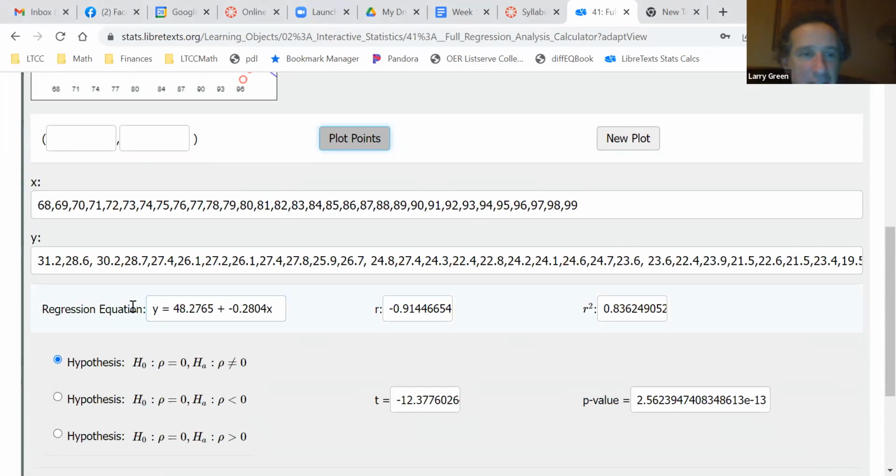And I want to show you a bunch of things. Here is a regression equation. So y is equal to, and I'm just going to do approximate, 42 minus 0.28x. Any questions on that equation?